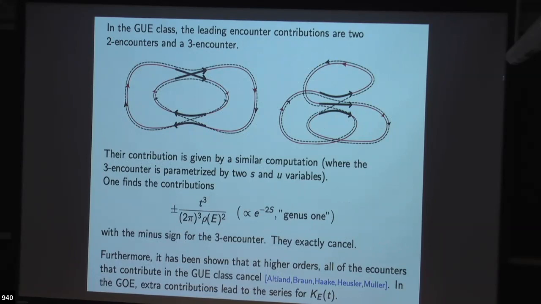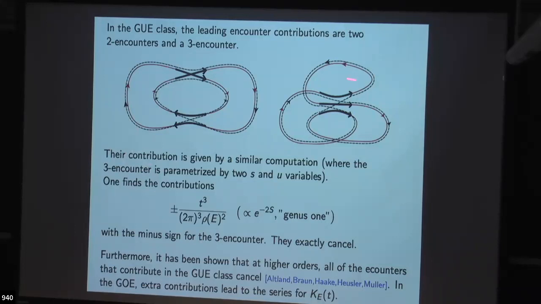This gives the first correction to the ramp. But for a moment, let's talk not about the GOE case, but the GUE case. Then we have to consider only these pairs of orbits where they're following each other in the same direction along all these stretches. So the leading encounters that have this property I've drawn here, where there are two encounters that are widely separated and a 3-encounter. And you can see that along all these stretches, orbit left is following orbit right. So these can contribute to the GUE ensemble.